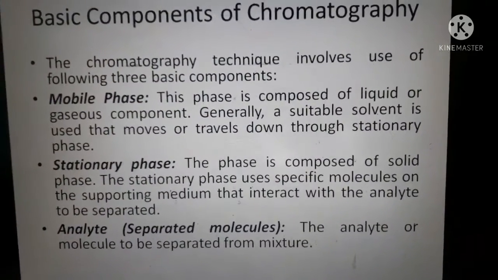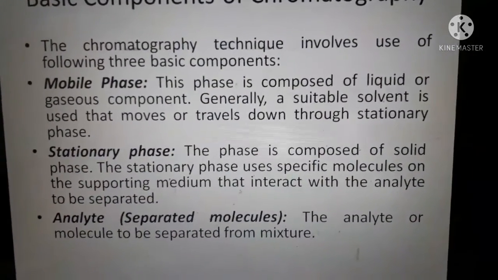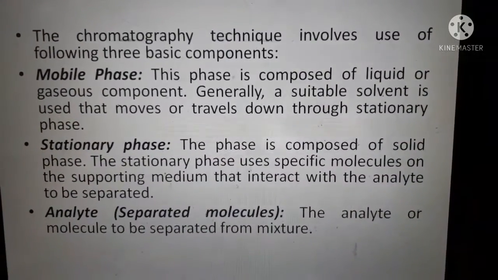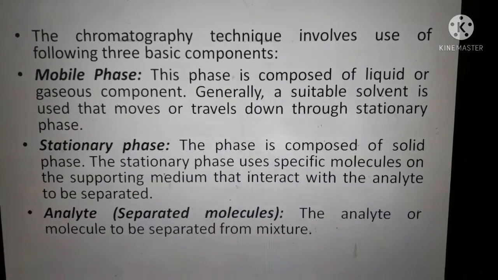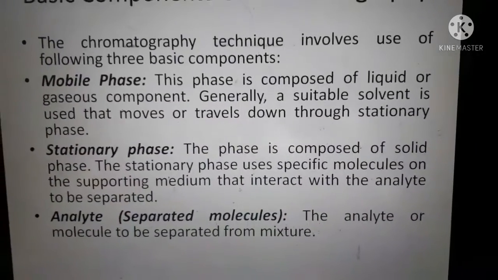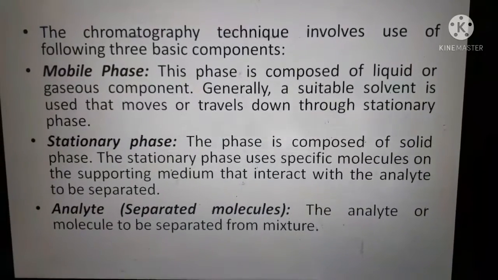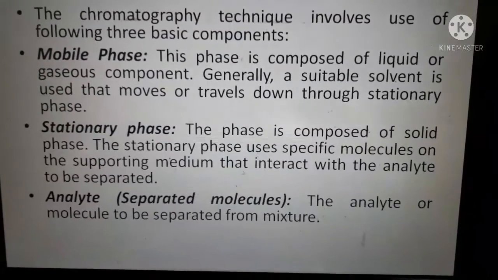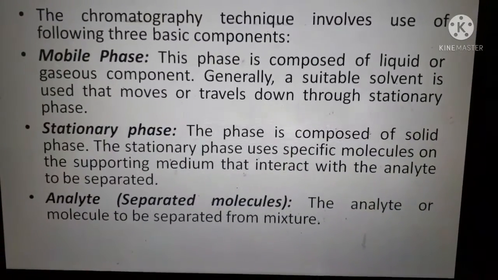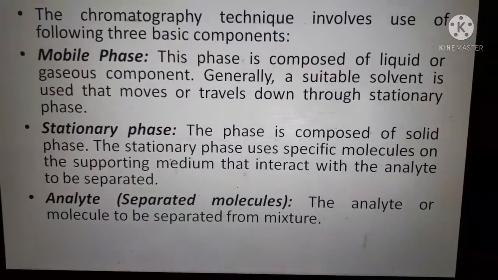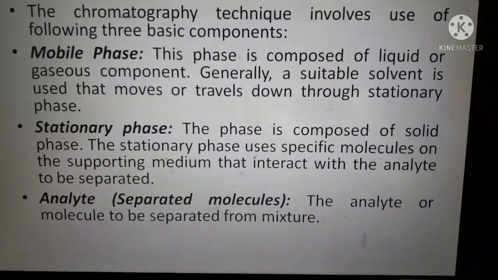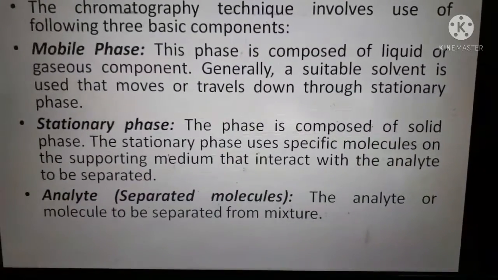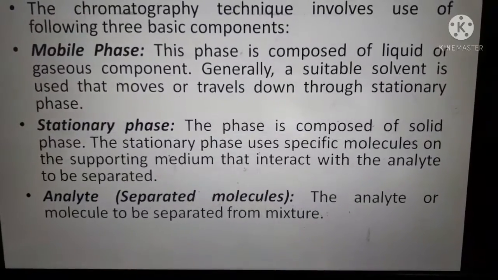Mobile phase: the phase is composed of liquid in most cases, and in gas chromatography it will be the gaseous component. In most cases it is a suitable solvent that is used to move the analyte to be separated and allow it to interact with the stationary phase. The next component is the stationary phase. It is composed of a suitable solid matrix, a medium, a support which reversibly binds and interacts with the analyte to be separated.